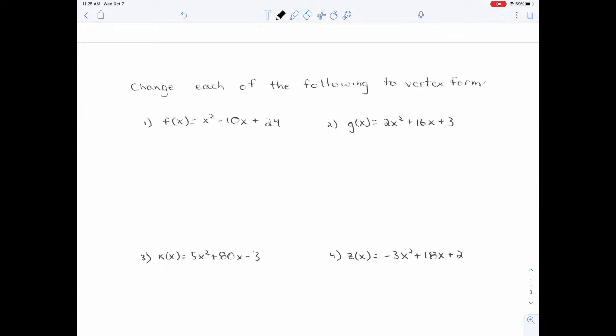Okay, so try it yourself on number 1. Actually, I've always said, you should try these on your own first. And if you don't, it's not really going to help you to just keep watching me. Okay, so I assume you've already tried it on your own. So I'm going to isolate the x squared minus 10x away from the 24. Okay, then I'm going to take that and I'm going to cut it in half and square it.